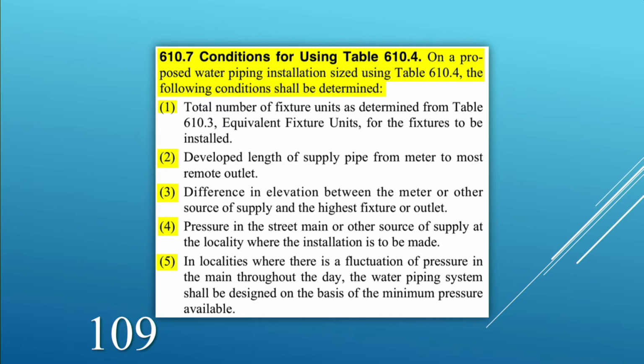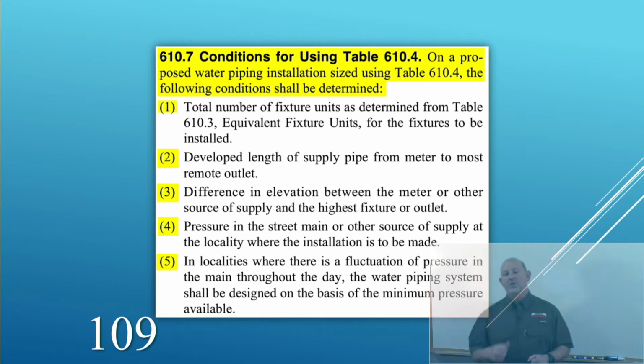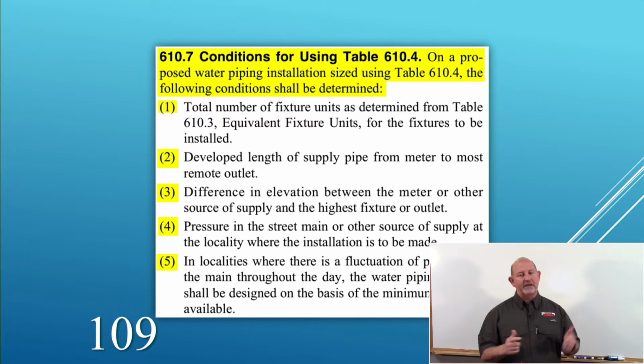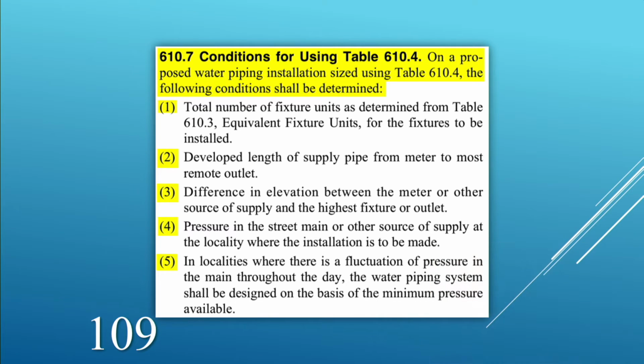Number 5 is going to give us the worst in regard to this. But they said, I got to know what the pressure at the main is, right? How much pressure I have sitting there waiting on me. And again, that would be your static pressure with the main closed, right? So I need to know the pressure at the main. And then look at number 5. Here's your next worst. In localities where there's a fluctuation of pressure in the main throughout the day, the water piping system shall be designed on the basis of the worst or minimum pressure available, right?